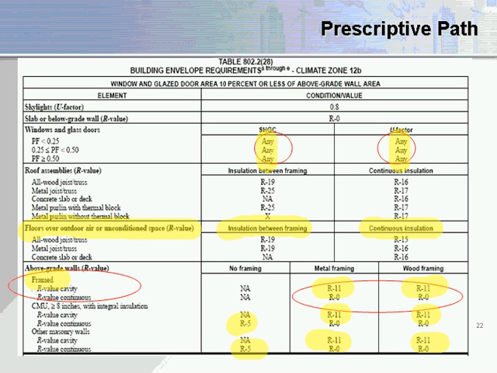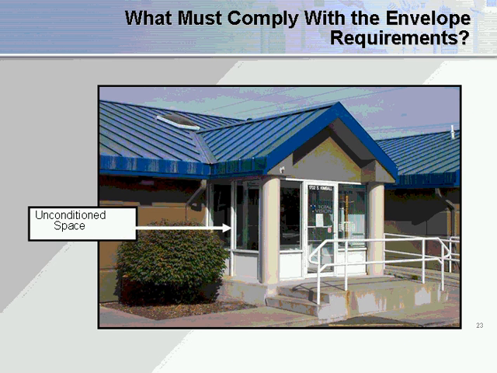Now, ComCheck EZ is right now investigating the issues dealing with vestibules, and they are under review from a software standpoint. So right now, prescriptive specification would be the best way to handle those particular surfaces.